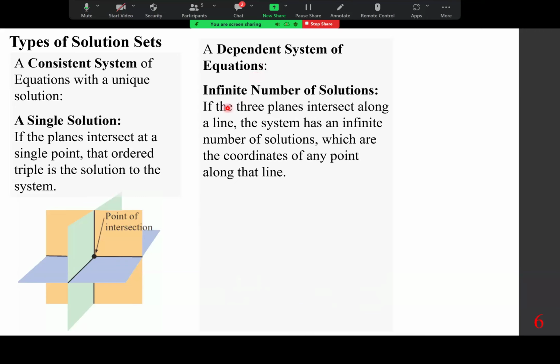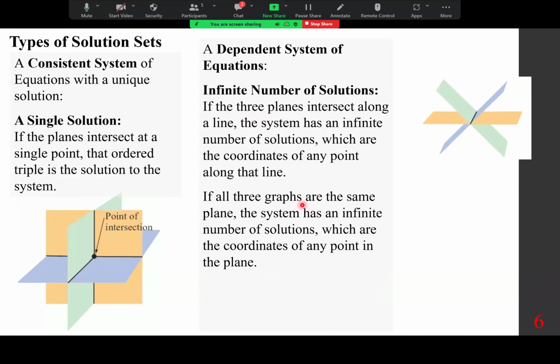A dependent system of equations has an infinite number of solutions. If the 3 planes intersect along a line, the system has an infinite number of solutions, which are the coordinates of any point along that line. So if they have a line in common, every point of the line is a solution.